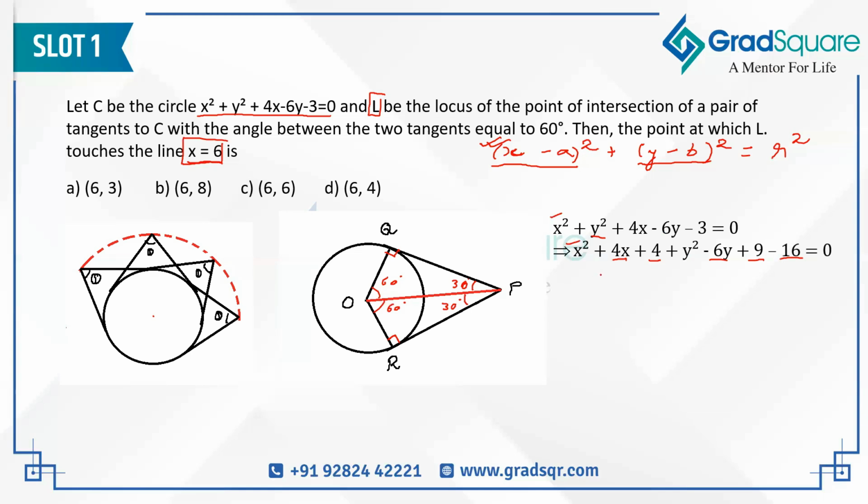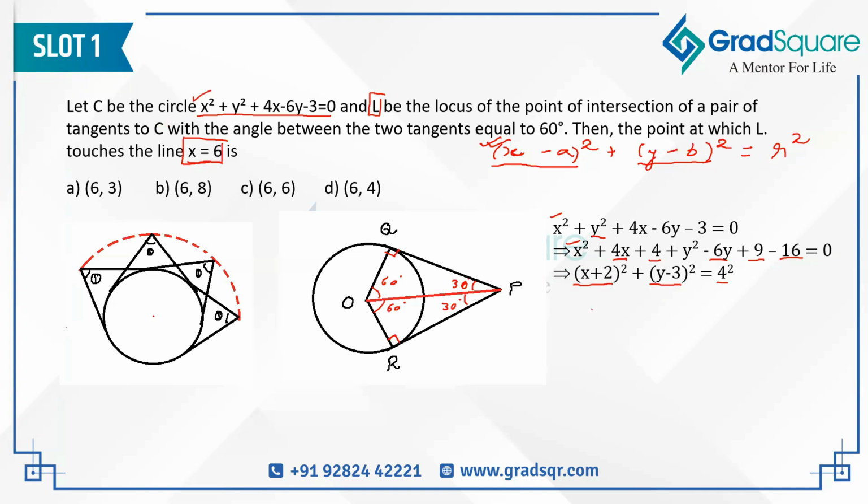Now, once I've done this, x square plus 4x plus 4 can be written as x plus 2 the whole square. And y square minus 6y plus 9 can be written as y minus 3 the whole square. So I'm going to write the same equation as x plus 2 the whole square plus y minus 3 the whole square is equal to 4 square, because 16, if I take it to the other side, is nothing but 4 square.